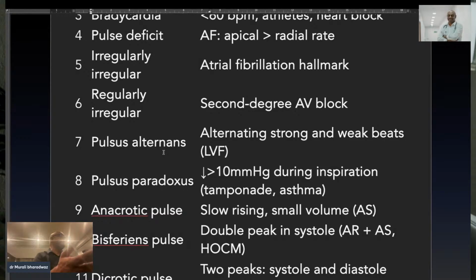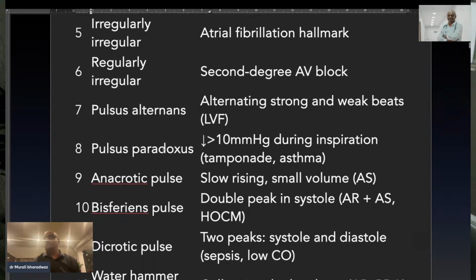Regularly irregular is second degree heart block. Second degree heart block can be of 2 types. What are they? Mobitz type 1 and type 2. Where do you find the Wenckebach phenomenon? Where there is a serial prolongation of the PR interval before the drop: type 1. Type 2 is random. Which is an indication for pacemaker? Type 2, because of the sudden drop.